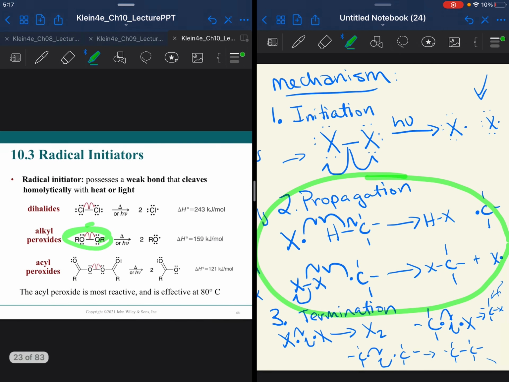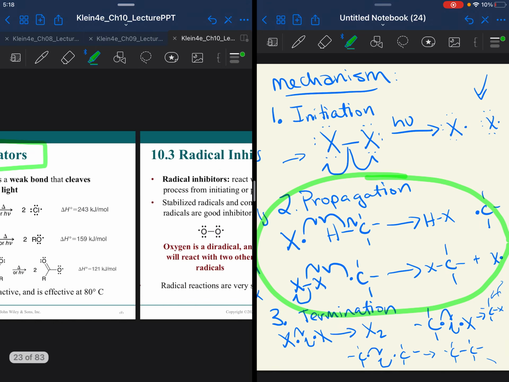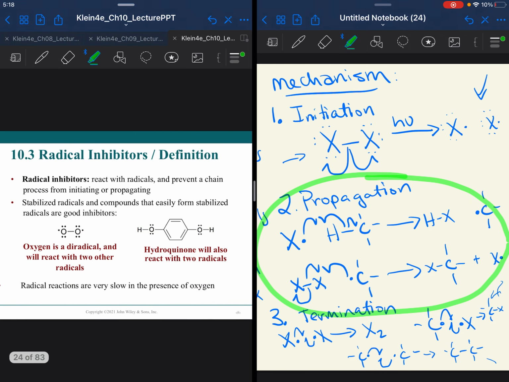There's the things that can initiate, right? Things like light or heat. We used a chemical initiator in lab, AIBN. There's also things that can inhibit radicals. And this is more of a practical discussion we're going to have for a moment here.